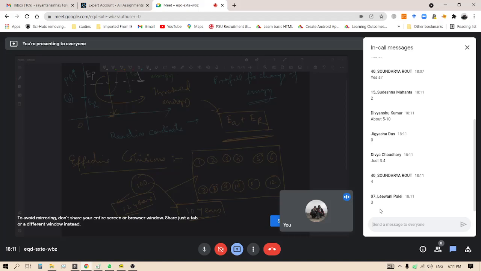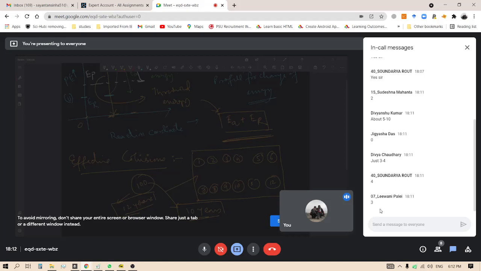So can you see the percentage of the effective friendship that you yourself know? For Jigyasa it is 0%. Jigyasa now knows that none of the friends that she has made till this time will be lasting after 10 years, which is very practical. It happens in everyone's life. Divyanshu is lucky enough to write 5 to 10. I hope your prediction goes true.